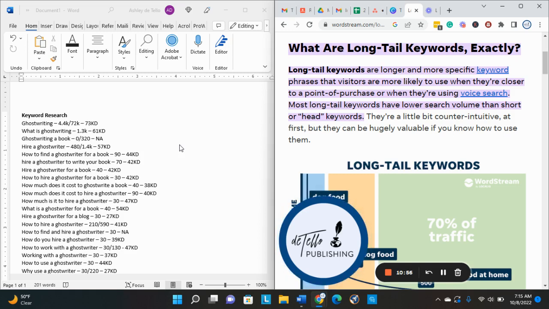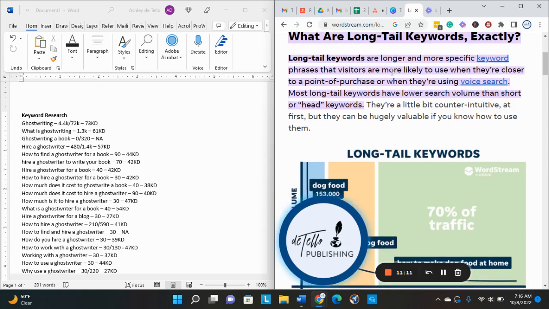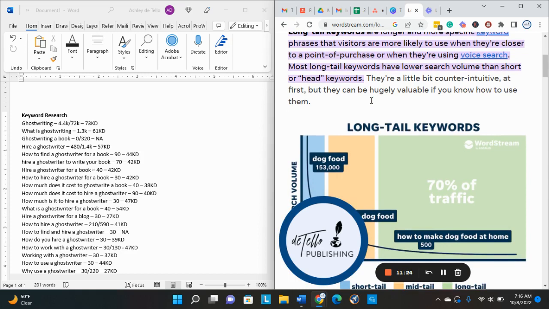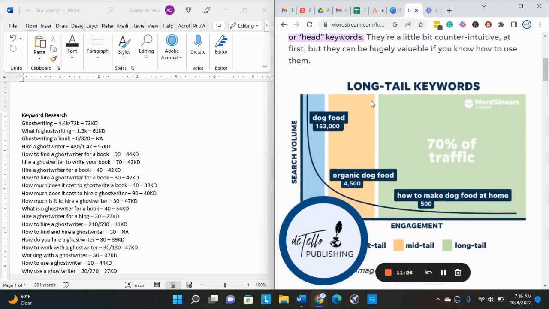And so what you want to look for are long tail keywords that fewer people are going to be looking for. That word is actually better for you, not just because there's less competition, but because, as you'll see here, it says long tail keywords are longer and more specific keyword phrases that visitors are more likely to use when they're closer to a point of purchase or when they're using voice search. Most long tail keywords have lower search volume than short or head keywords. They're a little bit counterintuitive at first, but they can be hugely valuable if you know how to use them.